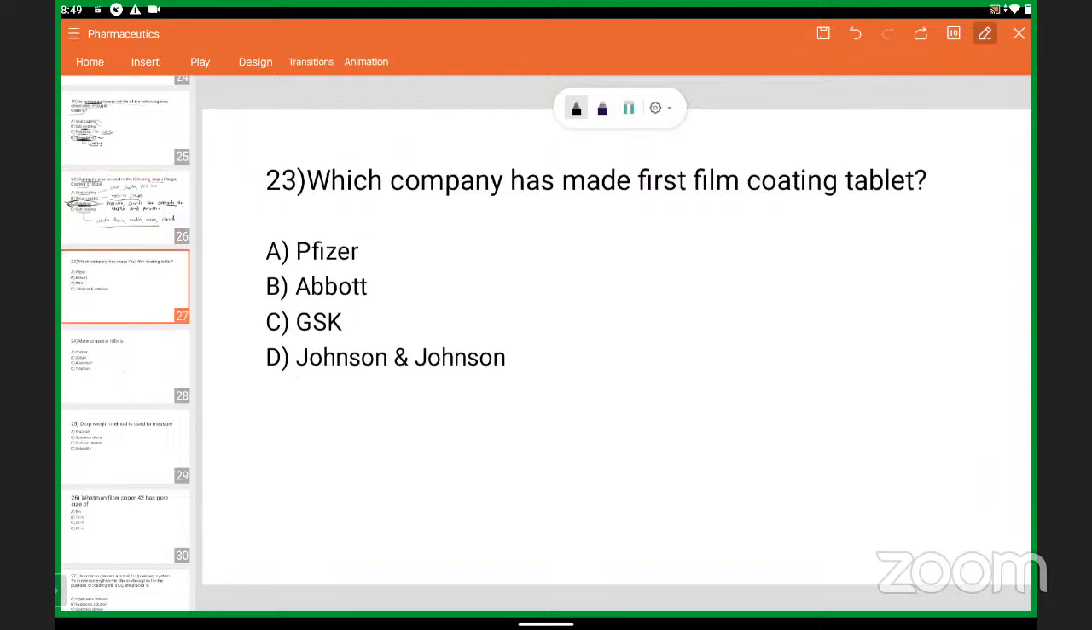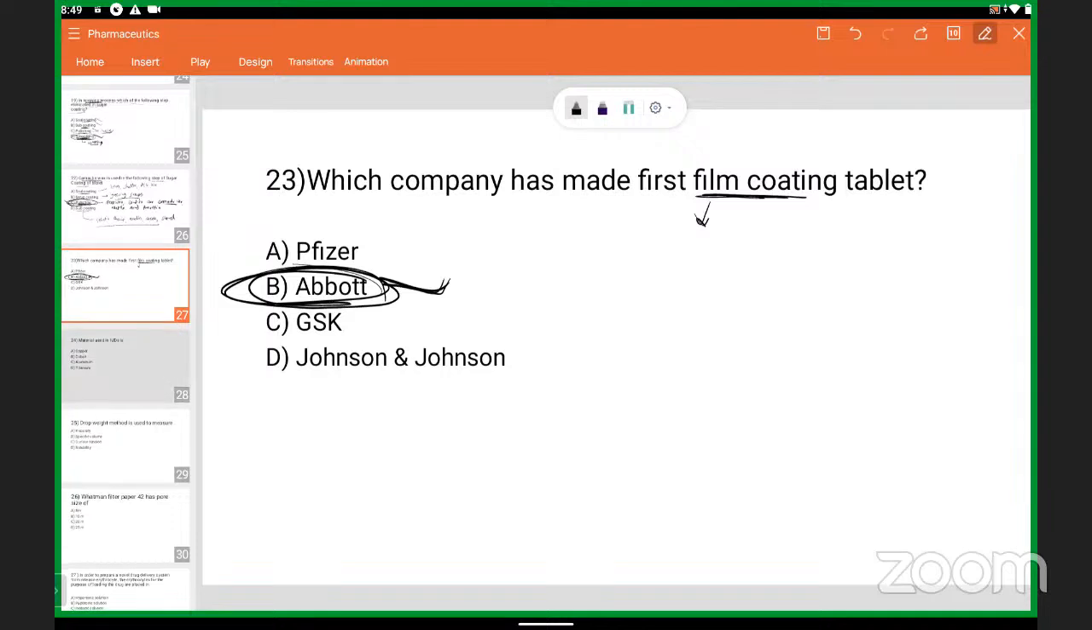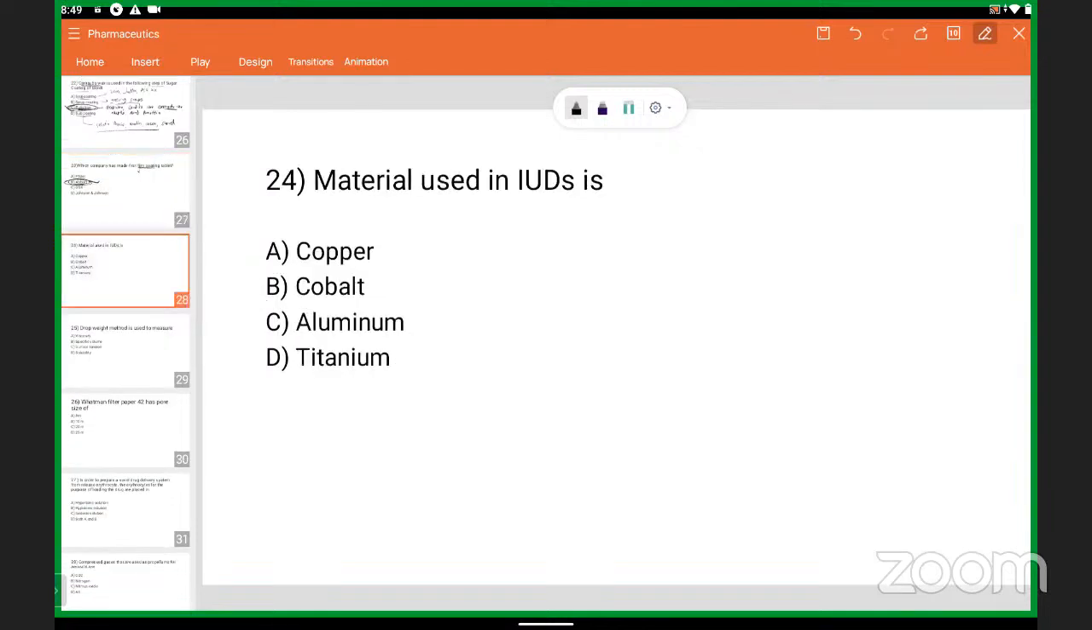Let's move to the next one. Which company has made the first film coated tablet? The company that first used the application of polymer is called Abbott. Abbott was the first to bring film coated tablets to the market. GSK, Pfizer, Johnson and Johnson. This is again a factual question. So option B, Abbott, is the right answer for this one. Let's move to the next one.